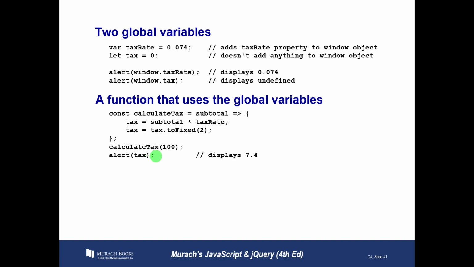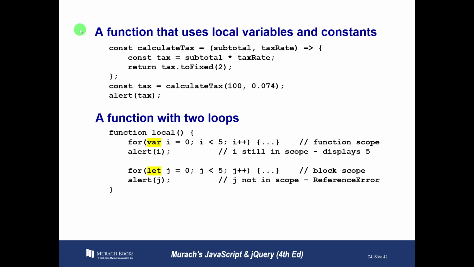And that's important that we don't do that. So let's take a look at a better way to do this. This is the same function that uses local variables and constants. So this is the calculate tax function, how we've seen it before, and it uses subtotal and tax rate. Because subtotal and tax rate are parameters at the function level, they only exist within this function.